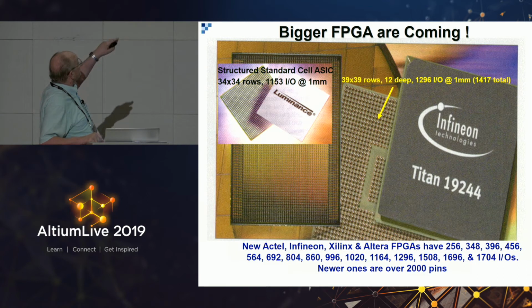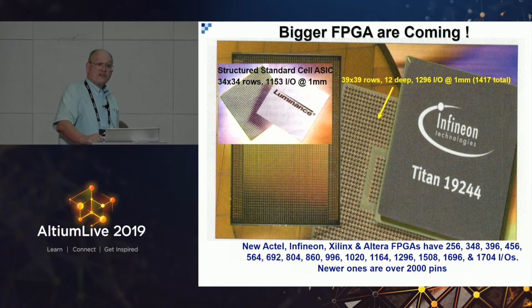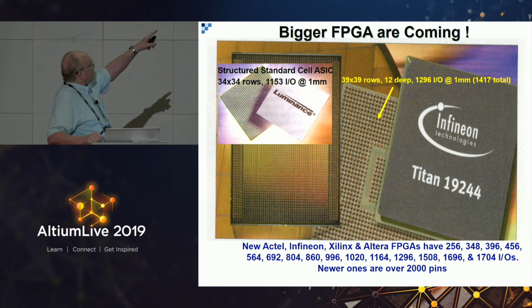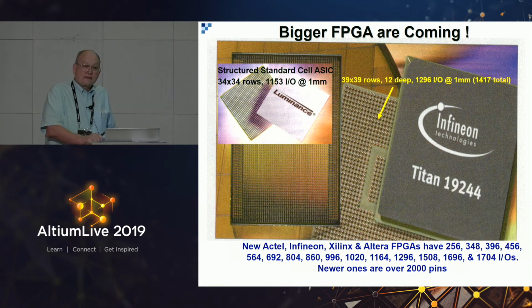This is an older slide, but if you use field programmable gate arrays, FPGAs, which are very popular with electrical engineers, they're coming down at 1200, 1508, 1696, and newer ones are over 2,000 pins. Like I said, some of the next generation ones are 3,000 pins and 5,000 pins. So the driver of just the number of pins and wiring them all out is pretty excessive.